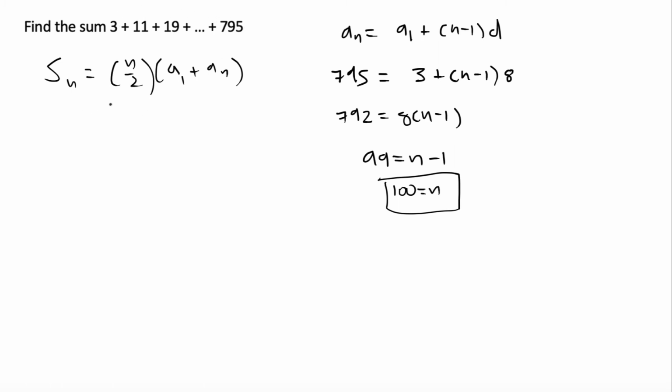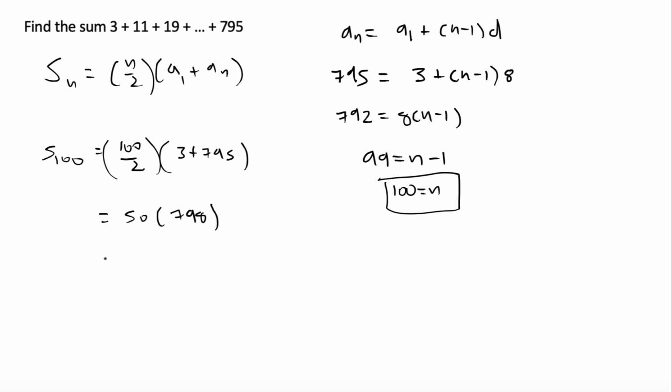So using the sum formula now, the sum of the first 100 terms, remember, we know that this is the 100th term. So the sum of the first 100 terms should be 100 over 2 times 3 plus 795. Doing this math, this is just 50 times 798, and this should give us the total value here, 39,900. So if we added all 100 of these numbers together, of course, it's an arithmetic sequence where we just add 8 to the previous number, this whole sum here should give us 39,300.